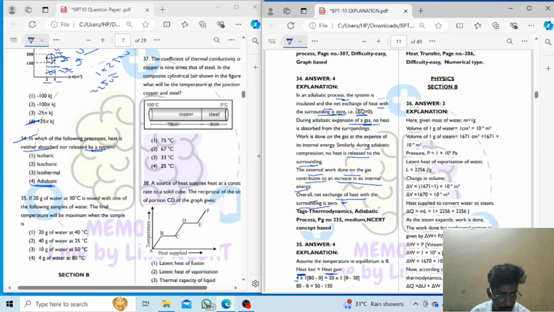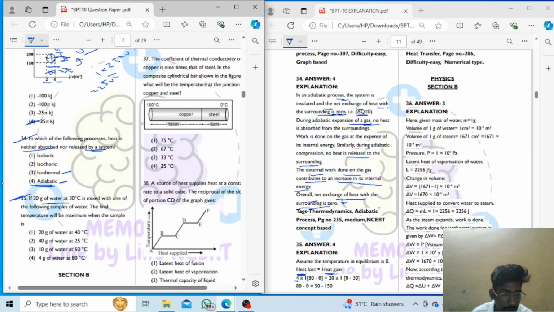Question number 35. If 20 gram of water at 30 degrees Celsius is mixed with one of the following samples of water, the final temperature will be maximum when the sample is? This is a hit and trial process, but doing this hit and trial is a very lengthy process. So how to do this in nominal time? Pick up the option where the temperature difference is greater. Here the initial temperature is 30 degrees Celsius, and the options are 40, 25, 50 and 80. So the maximum difference is here, and in this case you will get the maximum temperature difference. The final temperature will be maximum here.